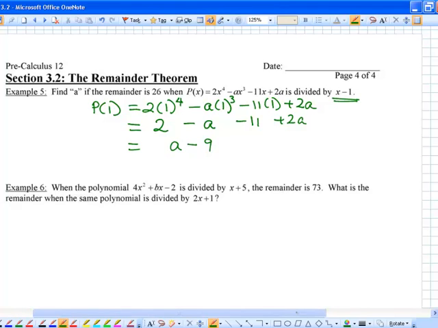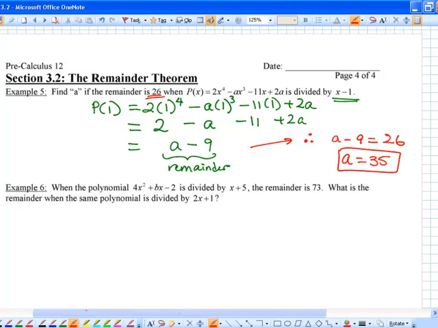So what's this anyways? When we plug this in, this is supposed to equal your remainder. So how would we solve for a then? I'll say therefore a take away 9 equals my remainder. I know the remainder is 26. Can you solve for a? Oh yeah, 26 plus 9, 35. Done.